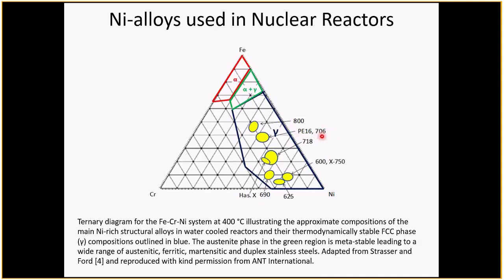The PE16 and the 706 here: PE16 was used in the British fast reactors, the Dounreay fast reactor and the PFR, and the 706 was used in the French Phoenix and Superphoenix reactors for fuel cladding. Okay, moving on. Inconel 718 is an alloy like X750. These are both precipitation hardenable materials, and we're going to talk about that in a minute.